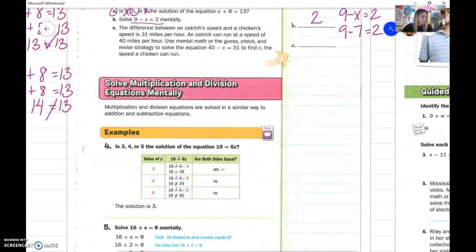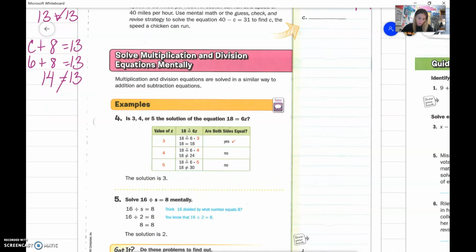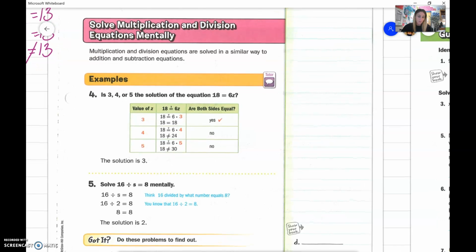Now, we are going to move over to this part down here where it says solve multiplication and division equations mentally. Okay, again, we can solve these mentally. Again, showing the work is going to be able to show me what you know and how to do it. So let's take a look at this. Our problem is 18 equals 6z. Now remember, when we have that number and letter together, that means we multiply. So I'm trying to figure out 6 times what number is going to give me 18.